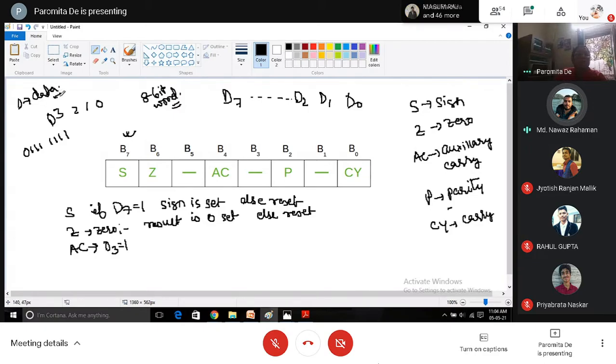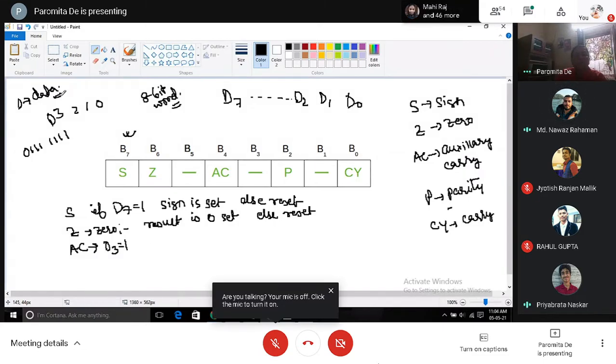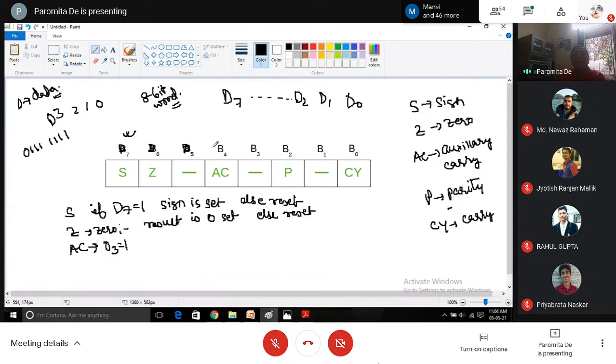And ma'am, B0 to B7? There is no B here. This is only data, D. On the flag part, I have copied it from somewhere. These are all D. I think they have written B0 to B7 for bit 0, bit 1. I have just taken it from the net and pasted it for my convenience.